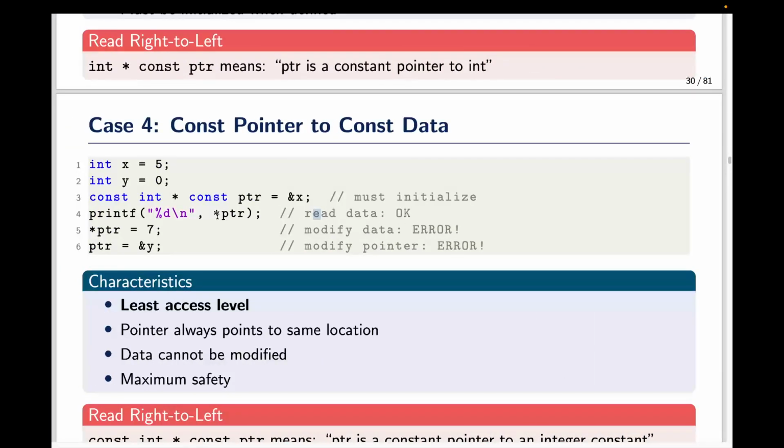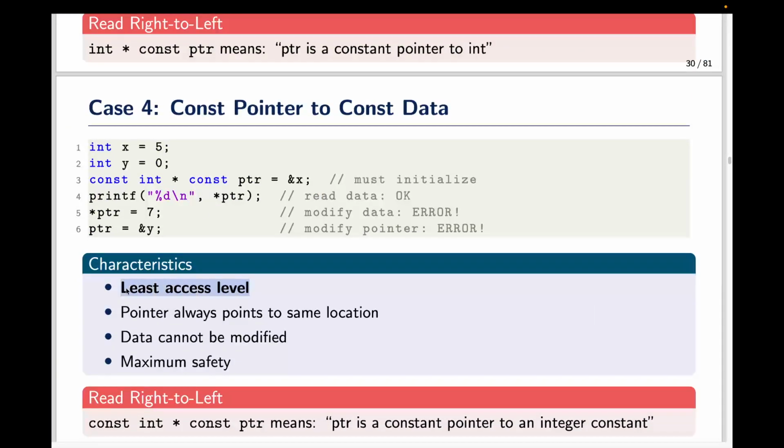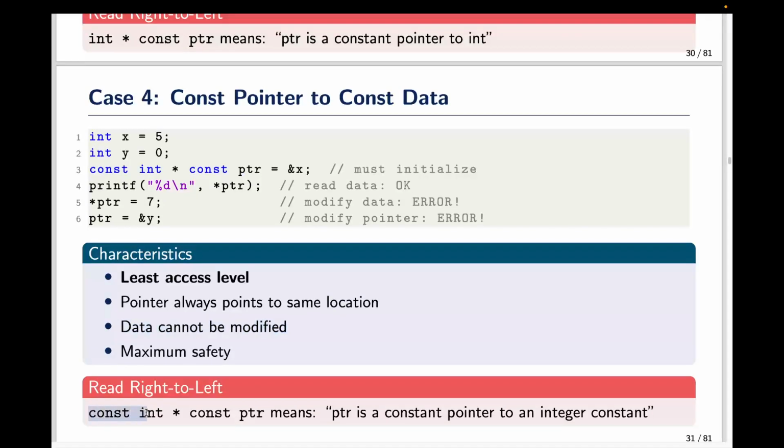So this is a very important case. This is the least access level, and the pointer always points to the same location, and data cannot be modified. This is something very, very important. You cannot change the pointer, and this is how it is read: const int static const ptr. ptr is a constant pointer to an integer constant. So here you are automatically making that x location not changeable. So you can't change your x over there.